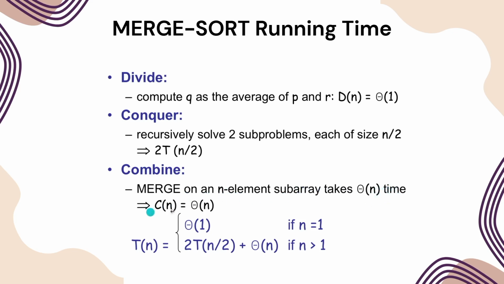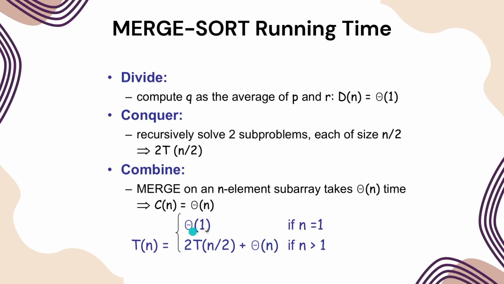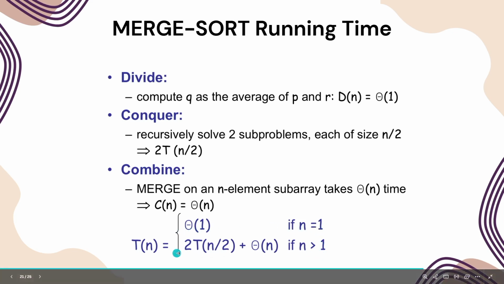So, your C of n should be order of n. Now the running time for this merge sort algorithm can be expressed using a recurrence relation: the base step takes order of 1 when n is 1, and when n is greater than 1, it takes a time of 2 into T of n by 2 plus order of n.